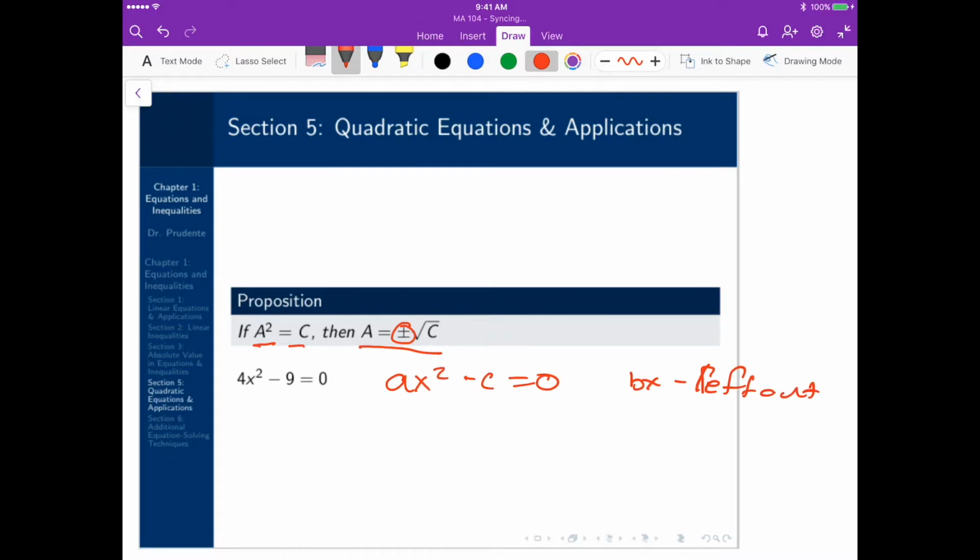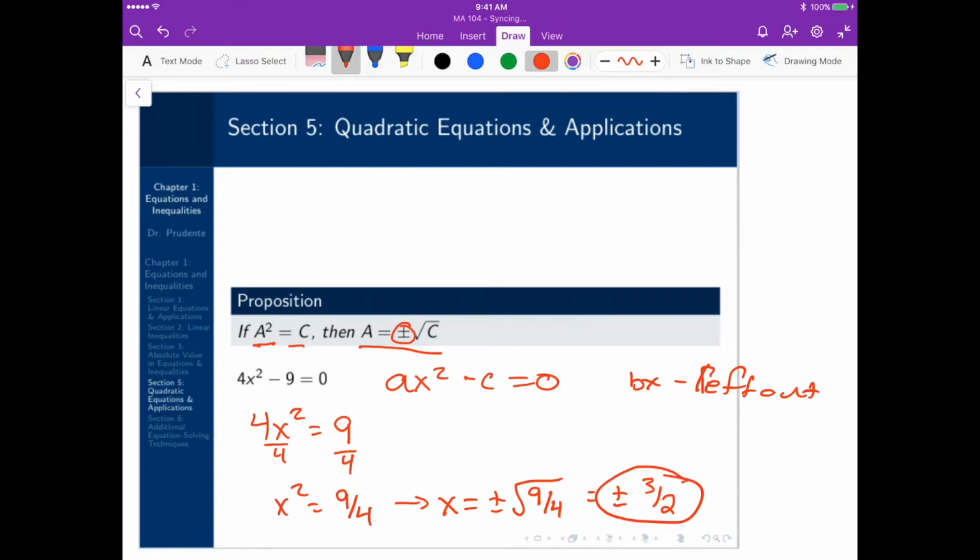So here's a case. 4x squared minus 9 is equal to 0. There's no x to the first power term. So what I'll do is add 9 to both sides and get 4x squared is equal to 9. I can divide both sides by 4 and get x squared is equal to 9 over 4. Then I can take the square root of both sides and get x equals plus or minus the square root of 9 over 4. That simplifies to plus or minus the square root of 9, which is 3, over the square root of 4, which is 2, and we get our answer of plus or minus 3 halves.